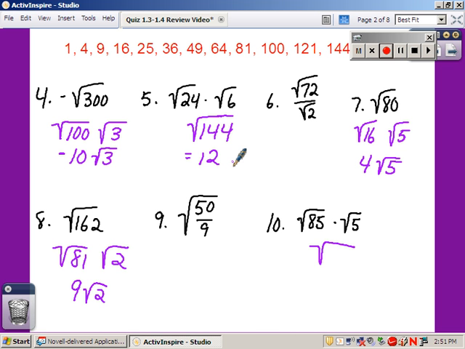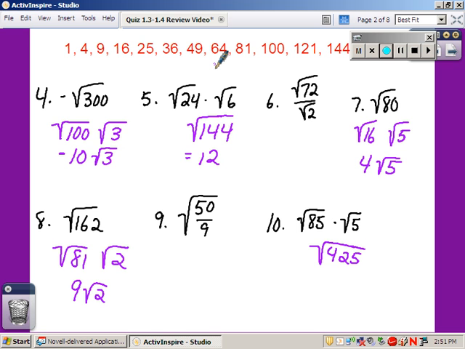For number 10, 5 times 85, that's a little tougher. 5 times 80 is 400, and 5 times 5 is 25, so this is really 425. Now I've got to find one of these numbers up here that divides evenly into 425. That's probably work for a calculator.